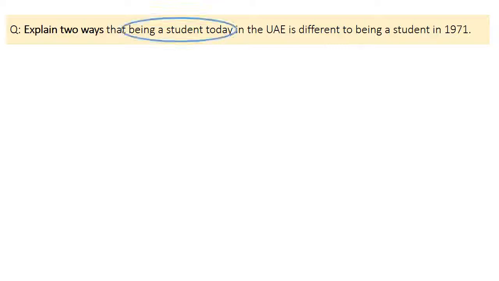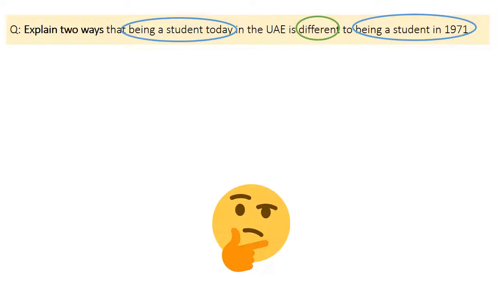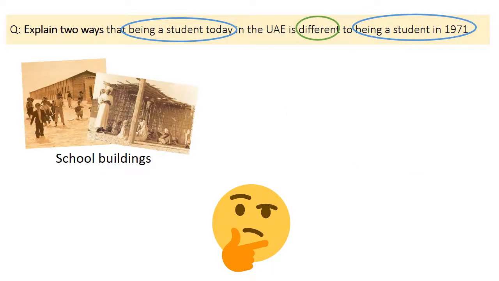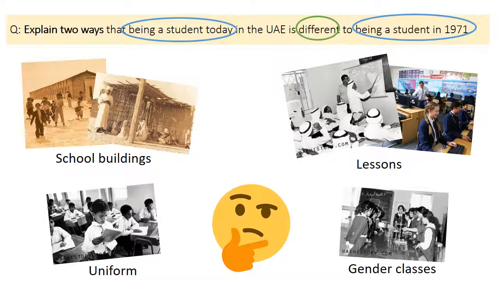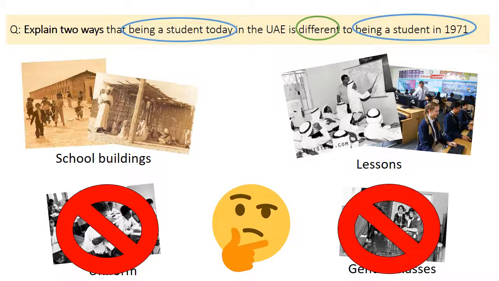Straight away you'll notice that there are two different periods that we need to compare, and the question is asking us about differences. When we start thinking about the question, we'll start thinking of different ideas. But it's important to rule out any areas that we might consider to be similarities, because this question is asking us about differences. So for this example, we'll discuss the changes that took place in school buildings and in lessons.